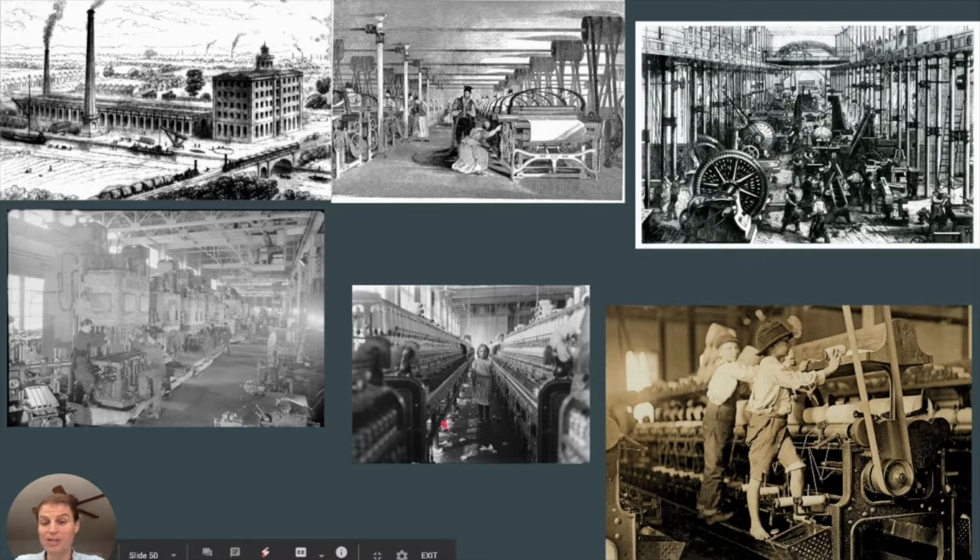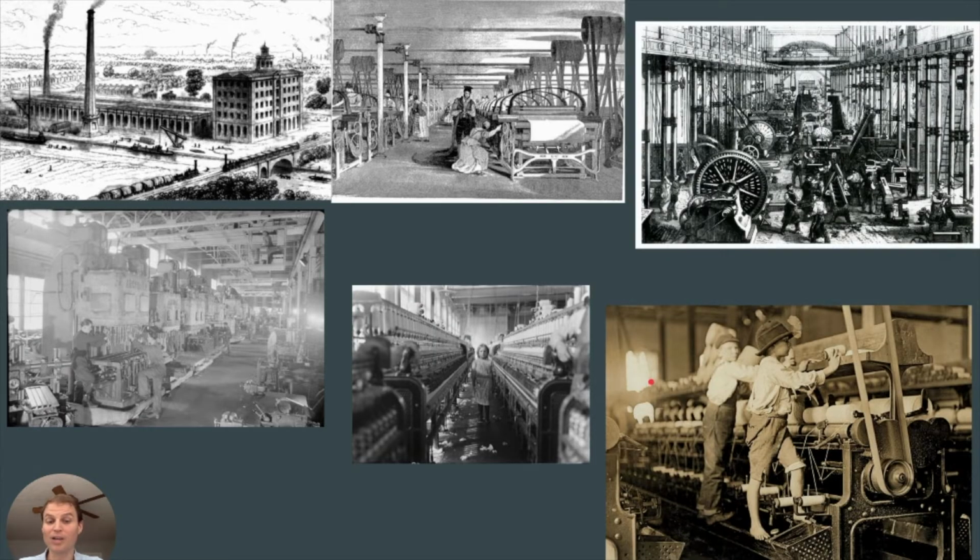So these kids are not earning as much as, say, an adult. They are subject to pretty difficult working conditions. The factories, the machines themselves can be quite dangerous, and they're constantly spewing out cotton and wool fibers into the air. These kids are breathing that in.